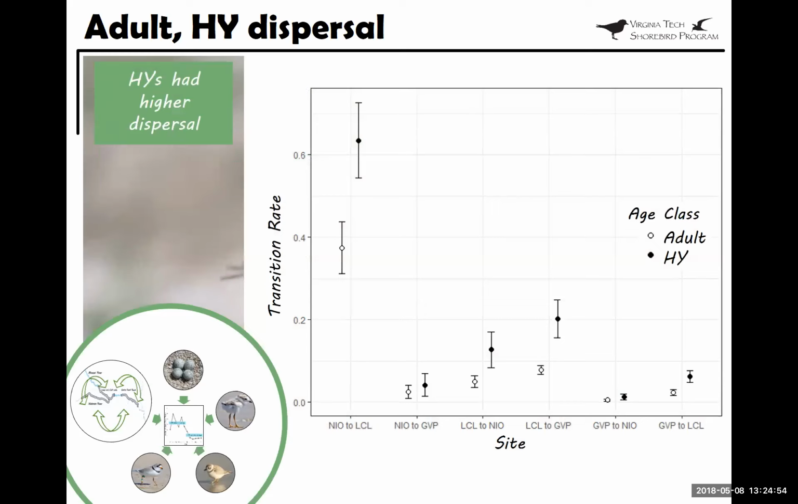This figure has a lot going on, so we'll parse it out bit by bit. First, age class did affect dispersal probability, and hatch year birds were more likely to move from one site to another between years, which we expected because adults are typically site loyal, and hatch years typically show natal dispersal.